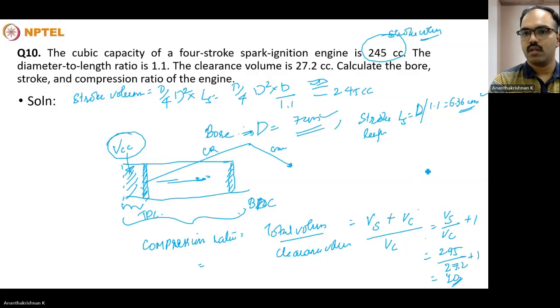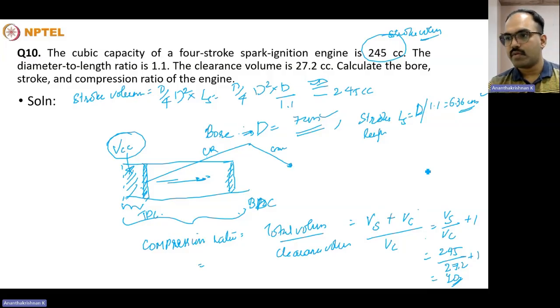So basically we need to calculate the compression ratio based on the volumes that are available in the problem. One is the stroke volume and the other is the clearance volume. The total volume divided by the clearance volume will be the compression ratio. That is the same as the stroke volume divided by the clearance volume, plus 1. And we get it as 10.